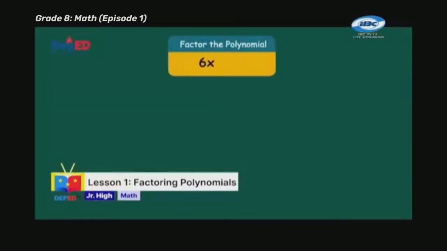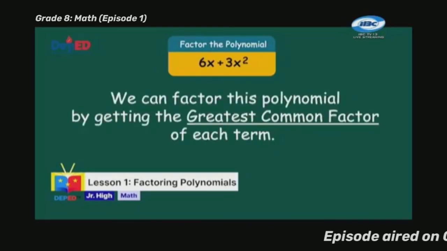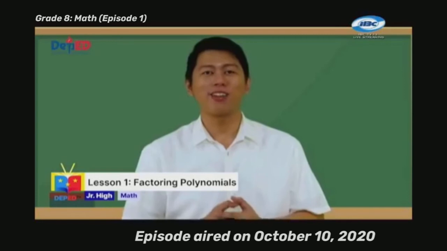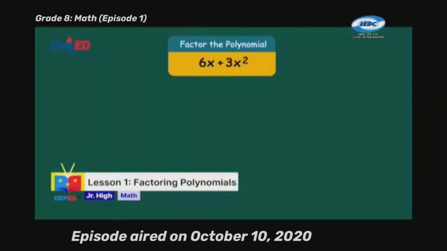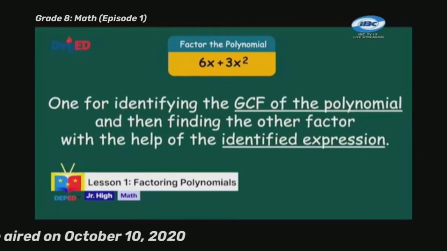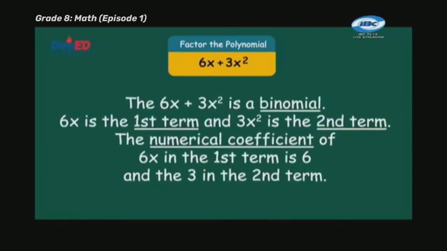The next examples illustrate how to factor polynomials by getting the greatest common monomial factor. Let us write the expression 6x plus 3x squared in factored form. We can factor this polynomial by getting the greatest common factor of each term. And I will introduce a new method to acquire the common factors. We can divide the solution into two parts. One for identifying the greatest common factor of the polynomial, and then finding the other factor with the help of the identified expression.